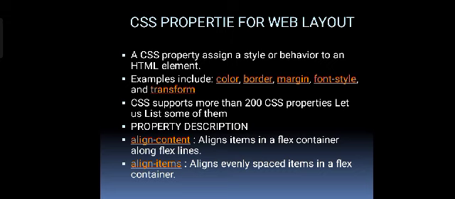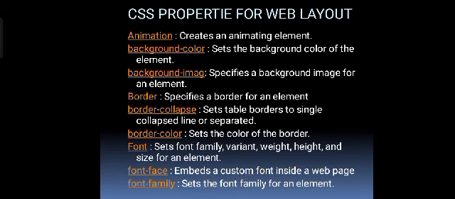Now let us move to CSS properties for web layout. A CSS property assigns a style or behavior to an element. CSS properties include color, border, margin, font style and transform. Total CSS supports around 200 properties, but we will see some of them. Property description: align content, align items in a flex container, align items. Next is animation, which is used to create an animating element.